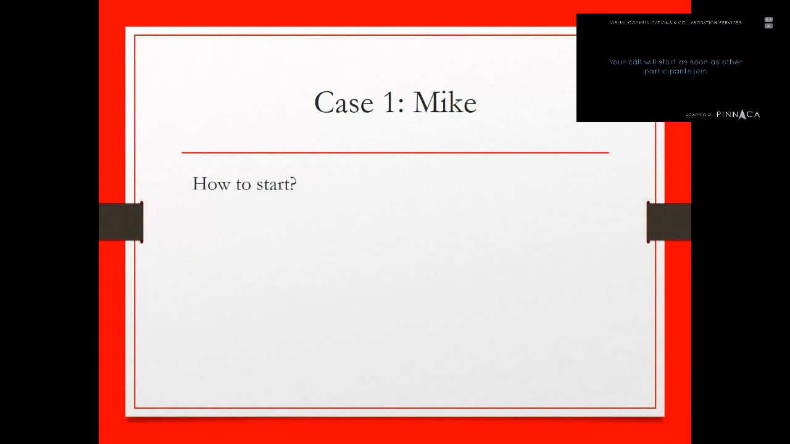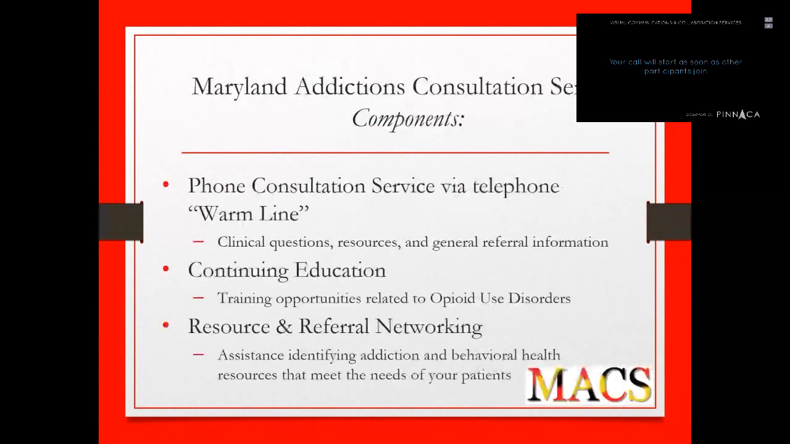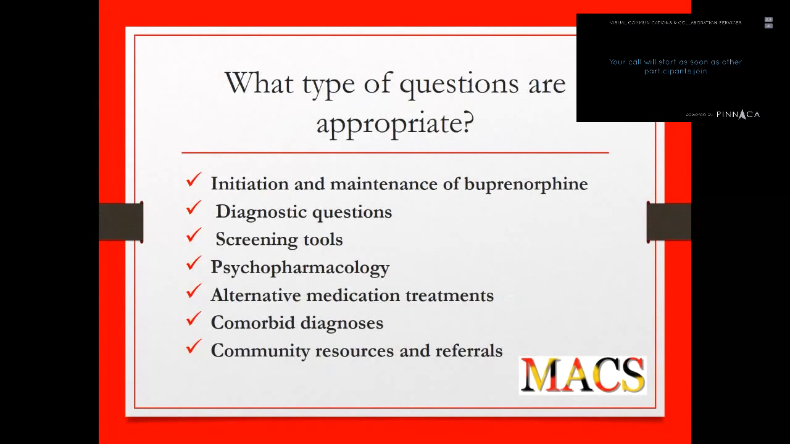But we still have a couple questions. So we decided to call the Max line and get some opinions. I'm a little confused. He's positive for fentanyl. He's positive for buprenorphine. He's positive for benzos. So we call the Max Consultation service, which, as you all know, provides warm line consultation. It provides some continuing education, like the education that hopefully this is providing right now, and also can provide some resource and referral networking. And top of the list of questions that are appropriate are questions about how to initiate people and continue them on buprenorphine.